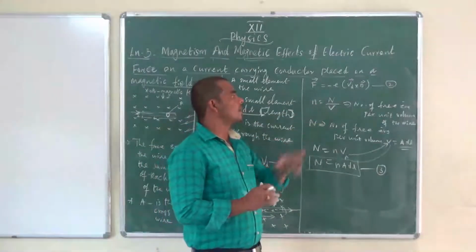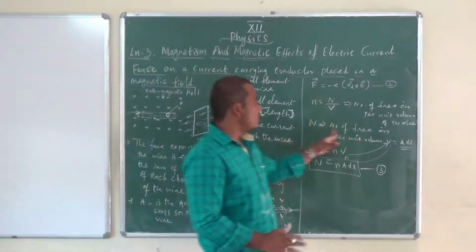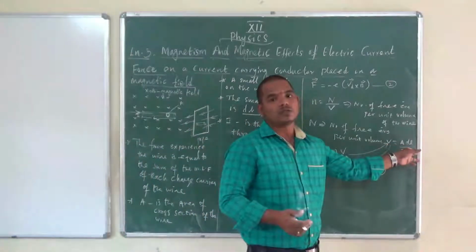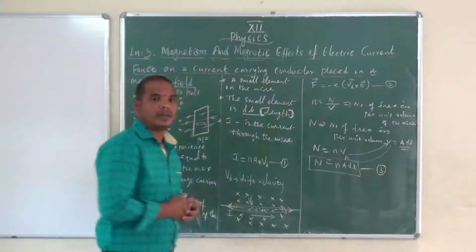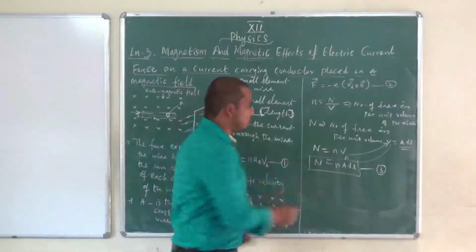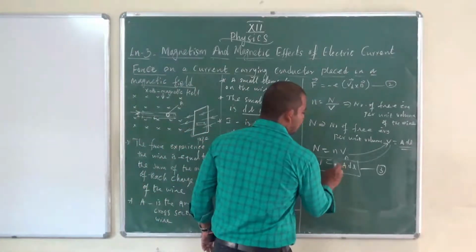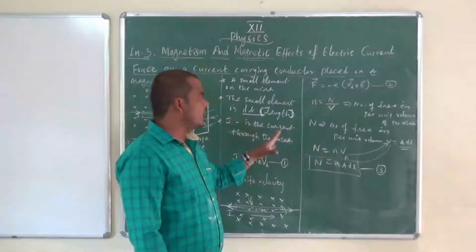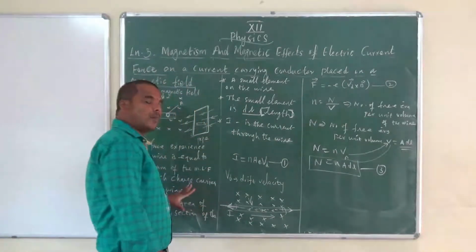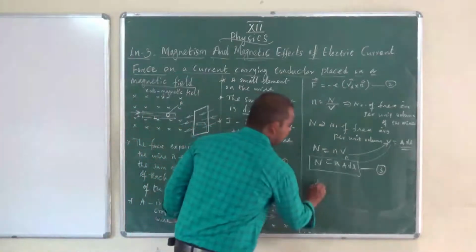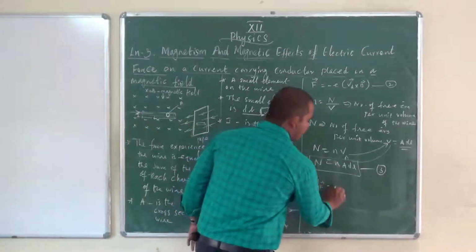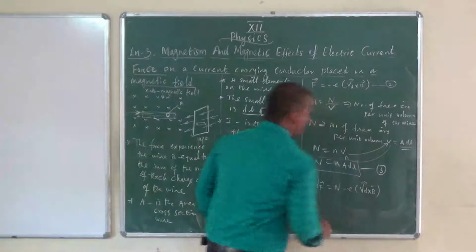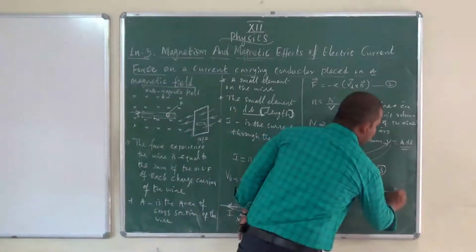So small n is the number of free electrons per unit volume of the wire, where A is the area of the small element and dl is the length of the small element, because volume is area into length. So substituting capital N, n is equal to N A dl. When the free electrons move opposite to the direction of current, dF vector equals capital N times minus e Vd into B. Number of free electrons, so this is equation number 4.